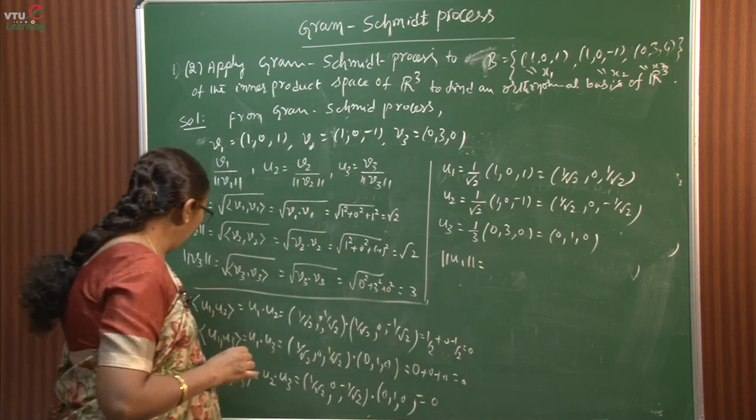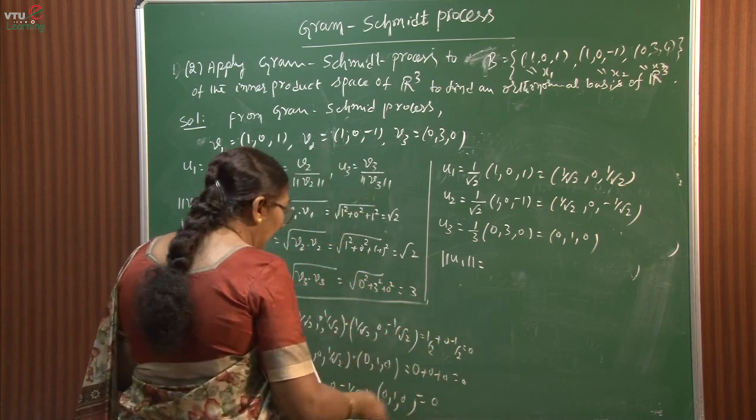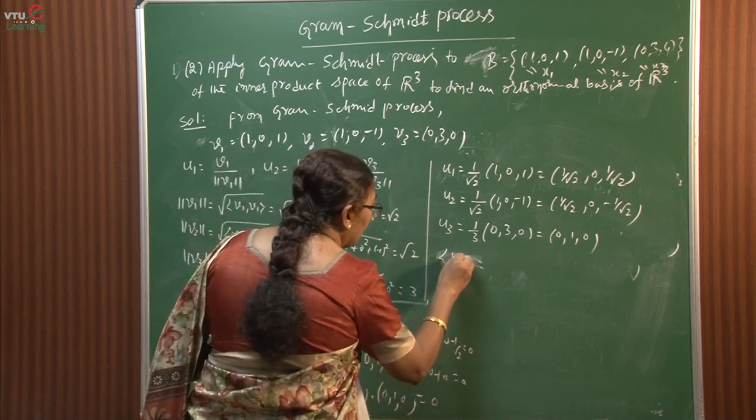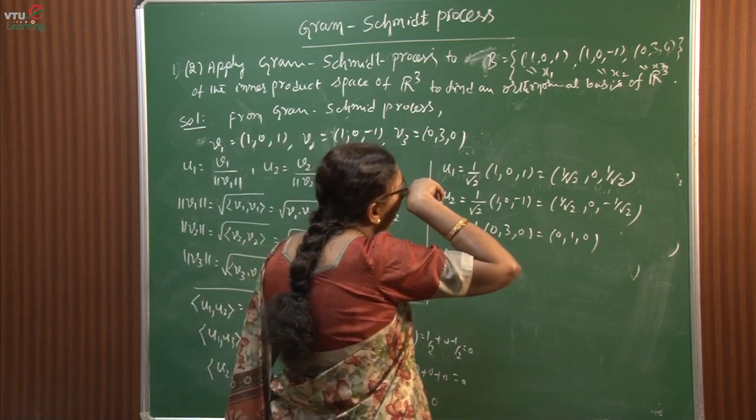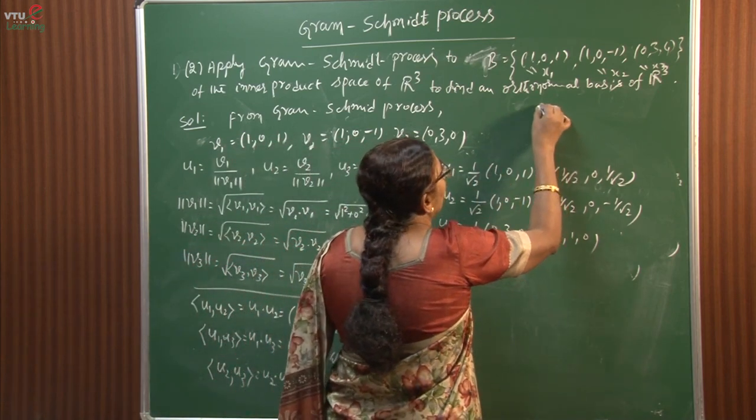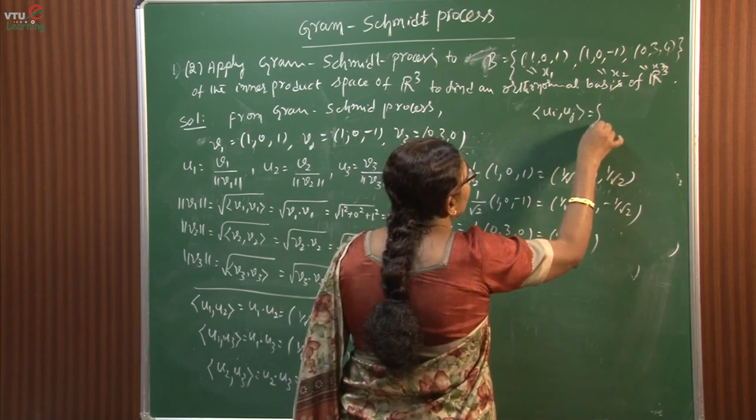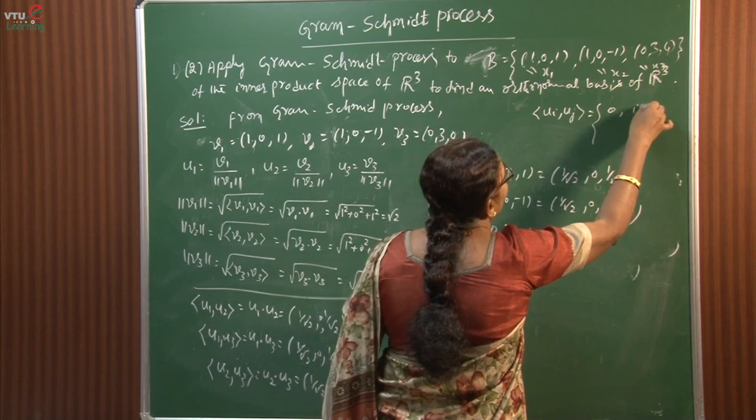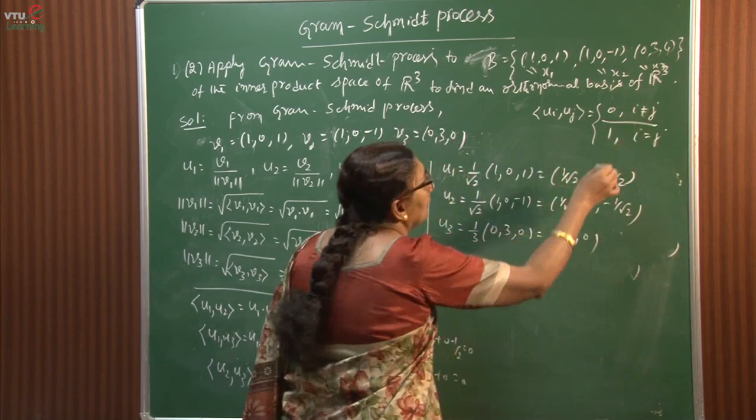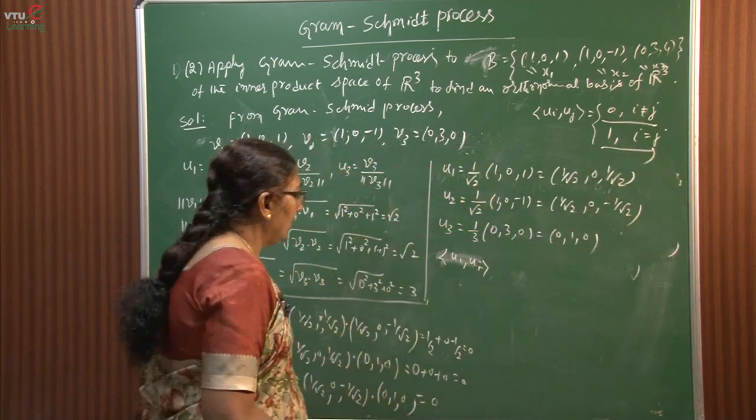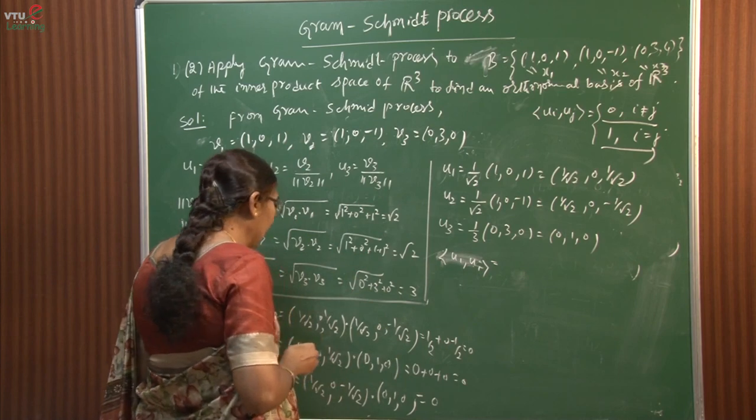What is the norm of u1? It means I have to find the inner product of u1 comma u1. You know the meaning of an orthonormal set: the inner product of ui comma uj is equal to 0 for i not equal to j, and 1 for i equal to j. We verified the first part, still I want to verify this. That means the inner product of u1 comma u1.